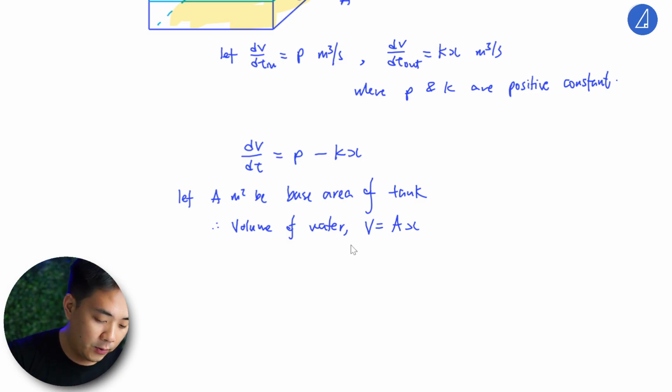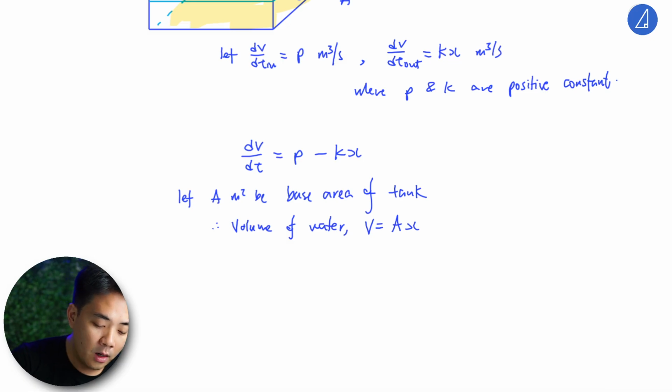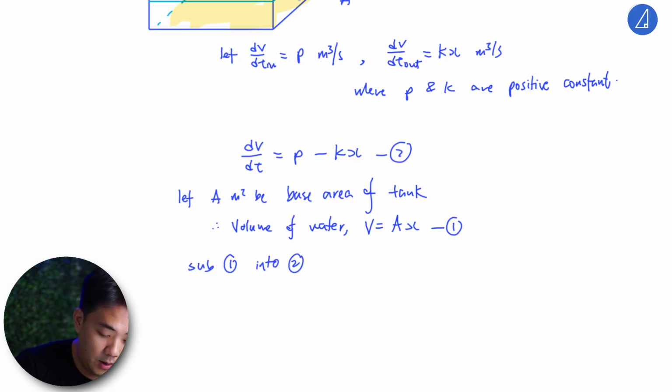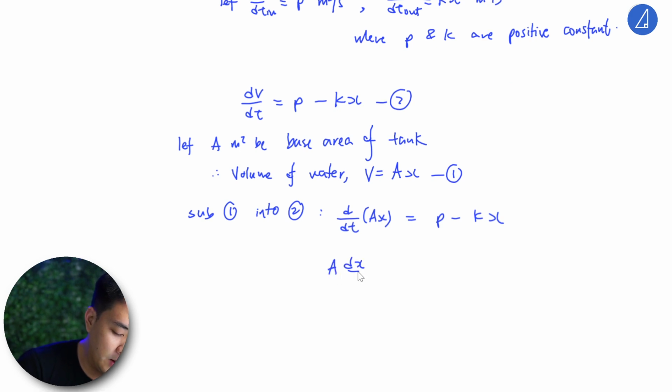In this case, you could replace Ax into this, or you can just use implicit differentiation. It doesn't matter. Combining 1 and 2, this will give us d/dt of Ax. Because A is a constant, we can just bring it out. So A dx/dt equals P minus Kx. So dx/dt will be given by P over A minus K over A times x.